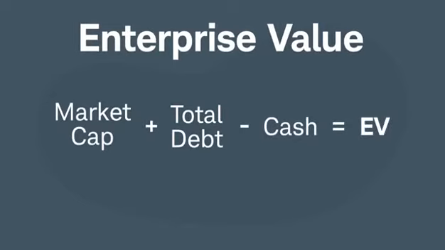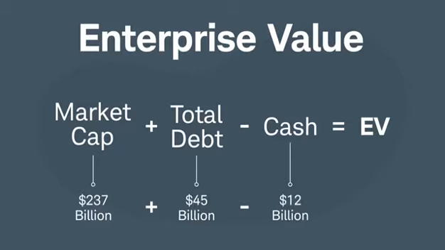To figure this out, add the market cap, which is the total value of the company's outstanding shares, multiplied by the price of the stock, to the total debt. Then subtract the total cash and cash equivalents. This gives us an enterprise value of $270 billion.